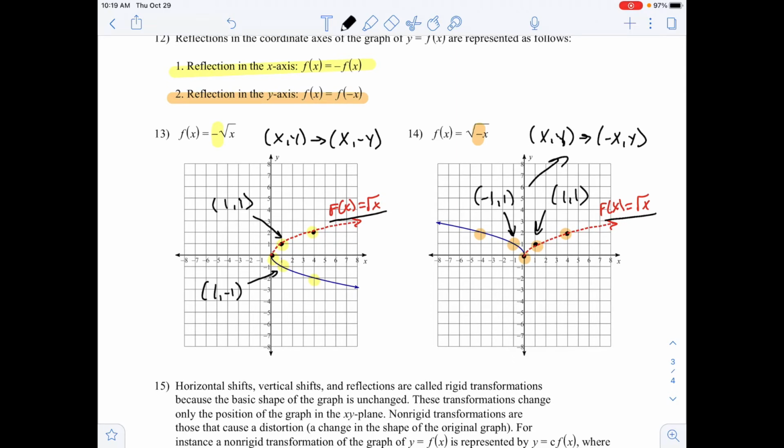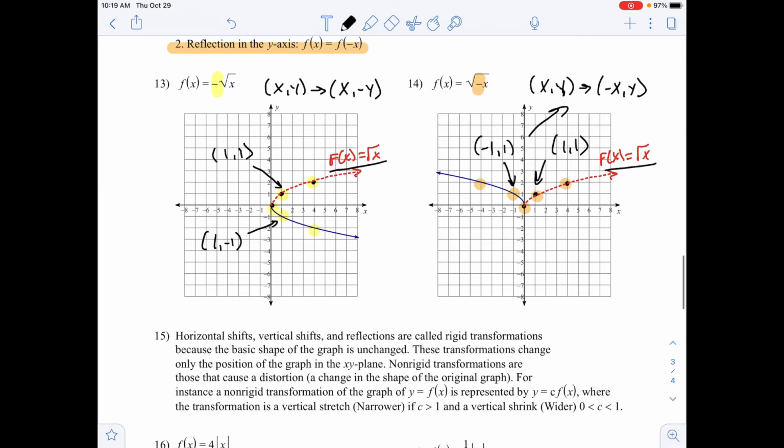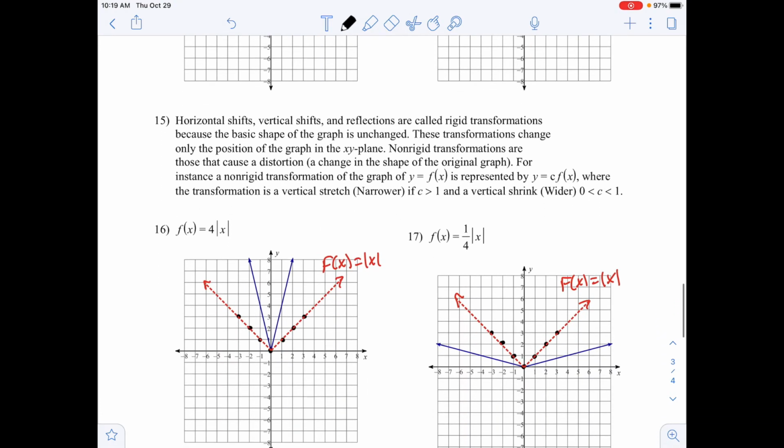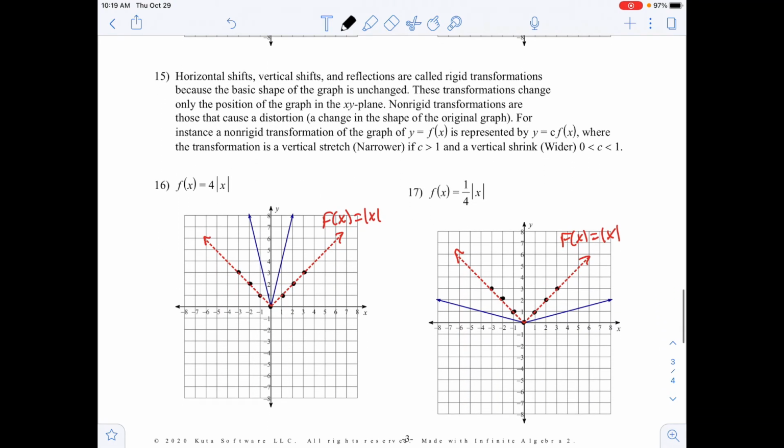So those are all rigid transformations because they're basically just shifting the graph, but the basic shape of the graph has not changed. So now we're going to look at a non-rigid transformation, and that is going to be right here. So if we multiply the function by c, now that is going to change the shape. It's going to distort the graph. It's either going to be wider or narrower. So if your c value is greater than 1, it's going to be a vertical stretch, which is narrower than the parent function.